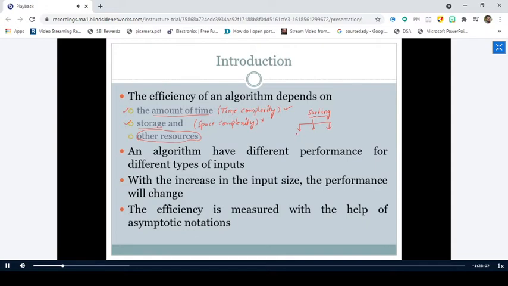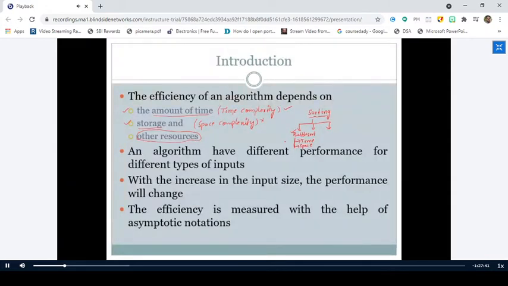For example, take bubble sort. The complexity of this algorithm depends on time, so the algorithm can be explained in terms of time complexity. Similarly, it can be explained in terms of space complexity also. Other than that, there are some other internal resources on which the efficiency of the bubble sort algorithm depends.